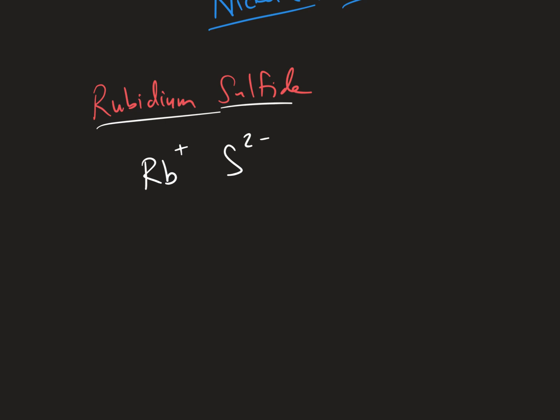We do what? We have the charges right here. Because rubidium is in group 1, they're both main group elements. So we should just look at the periodic table and know what these charges are. Do we know how to do that? Okay. So we know the charge. What do we do with these charges? We cross them. Bring this 2 down here, this 1 down here, and we got Rb2S.